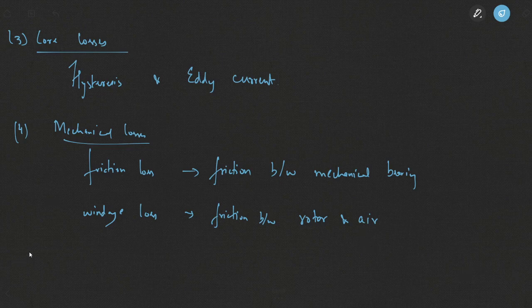So despite all these losses that we have defined, we have found out there are some losses that are undefined in the machine, and there's still a mismatch between the input power and the output power, and therefore these losses are characterized as stray losses. They are undefined losses in the machine and referred to as miscellaneous losses.